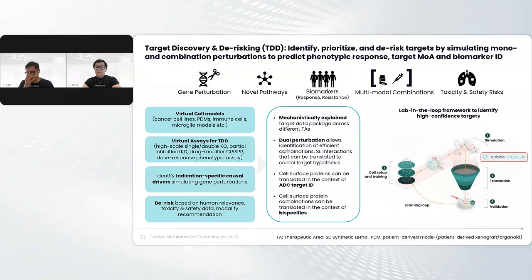What's important with all of this is explaining what happens when I perturb something. And the platform itself will help you go quite deep into the mechanistic explainability of a perturbation, the downstream effect of a perturbation. And that is what adds to the de-risking process itself.